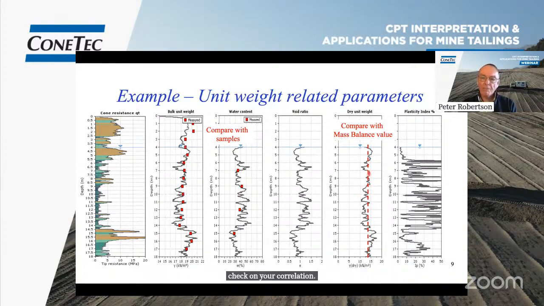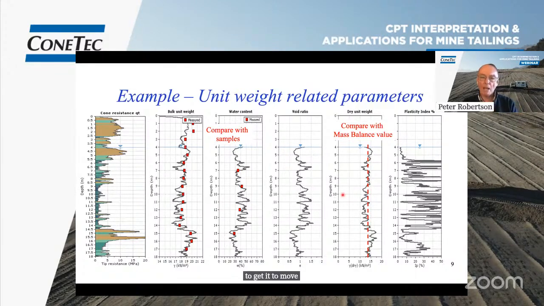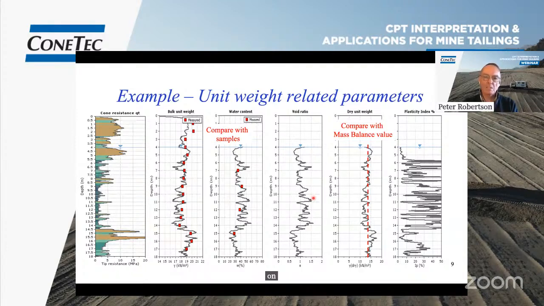And if the number you're getting doesn't quite agree with the cone, one easy way to shift it is just to change the specific gravity to get it to move over to match your measurements in the field. So this actually is quite a useful way to get independent checks on what the consistency of the tailings is like in terms of water content, void ratio, and density.